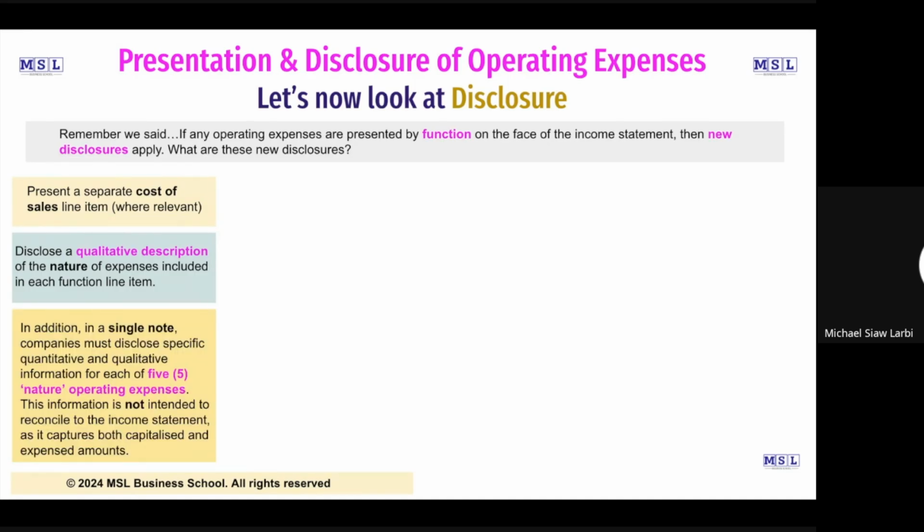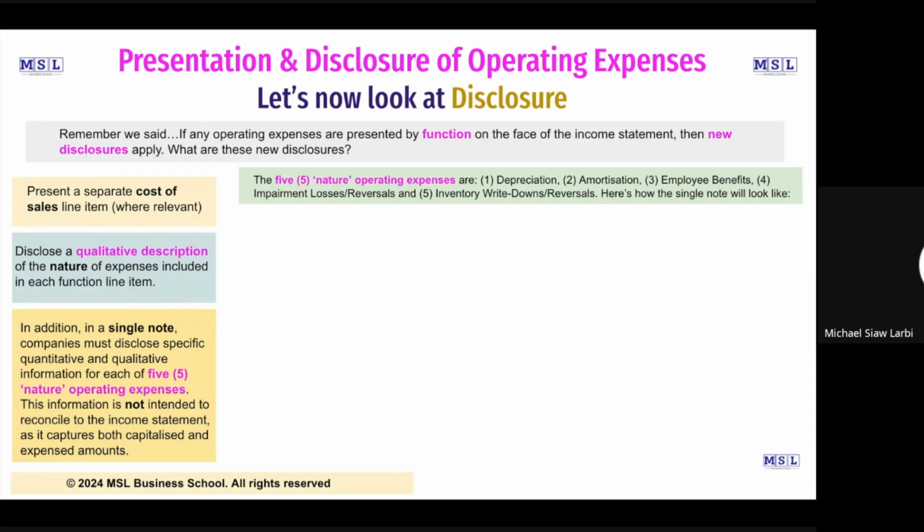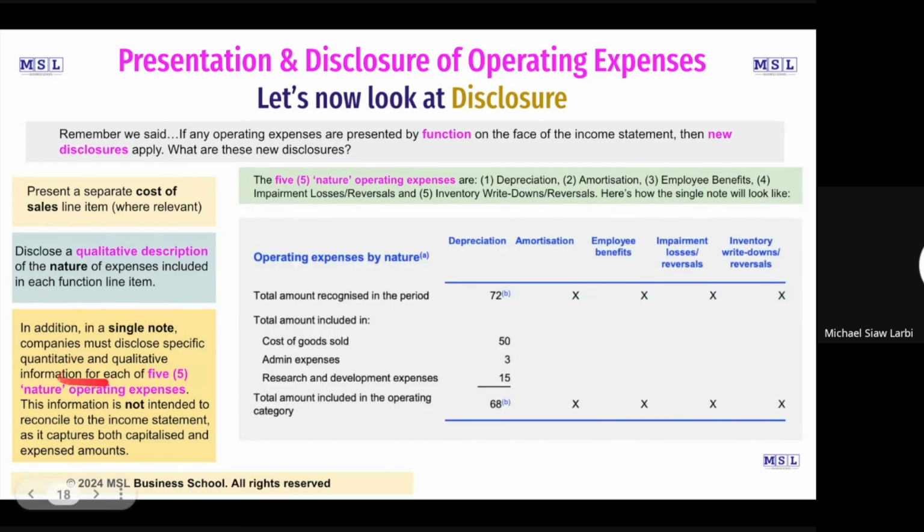So you have a single note, a new disclosure requirement by IFRS 18, where you must disclose specific information for 5 types of operating expenses. The 5 are: show us depreciation, show us amortization, show us employee benefits, show us impairment losses or reversals, show us inventory write-downs or reversals, right? So this is how the note will look. I'll give you an example. Let's say the total depreciation for the period was 72 million. Show us the amount that you can find under cost of sales, admin expense and R&D. So you are reconciling the nature to the function.